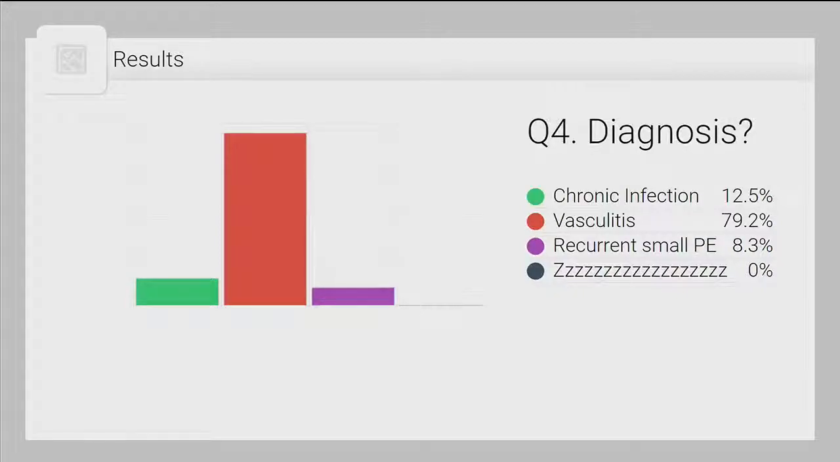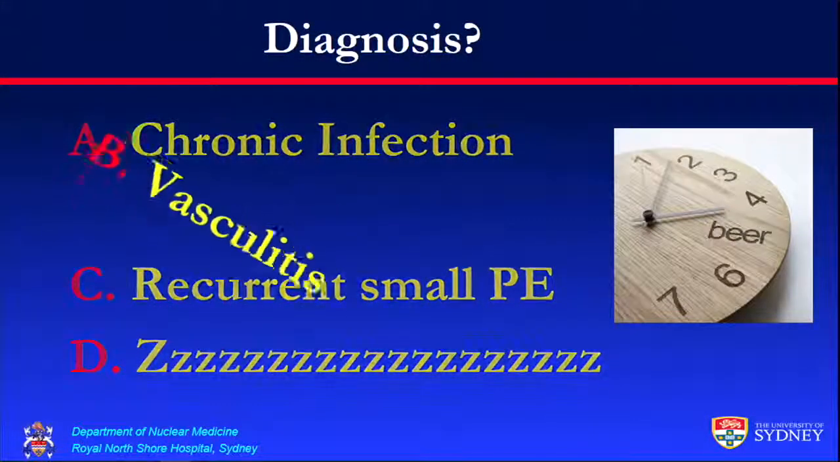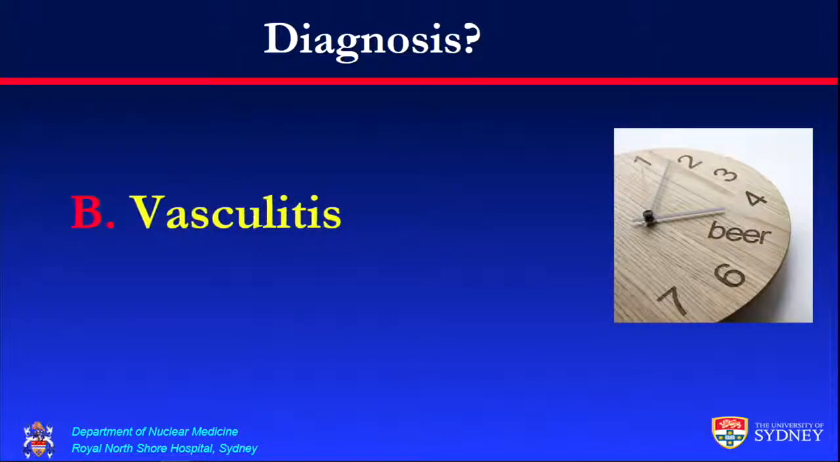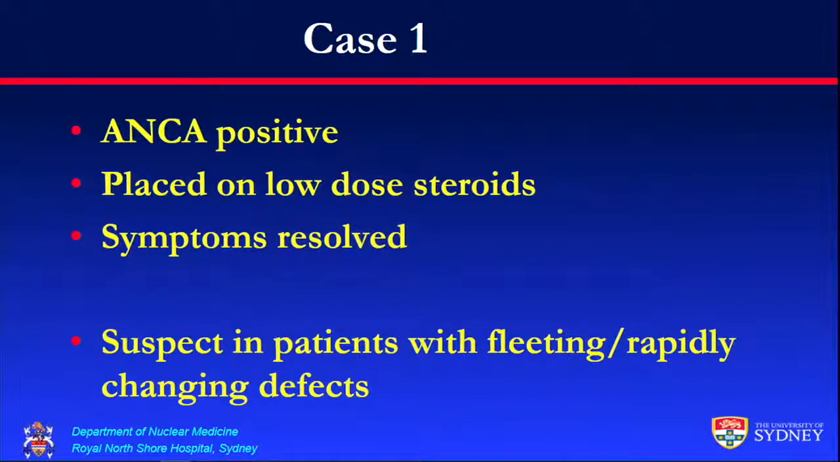Vasculitis. Well done, everybody. Okay, thank you. So indeed, that was her final diagnosis. She has vasculitis. She turned out to be ANCA positive. She was put on some steroids and her symptoms went away. So when you see these fleeting, rapidly evolving changes on a perfusion scan, vasculitis is something you need to think about.